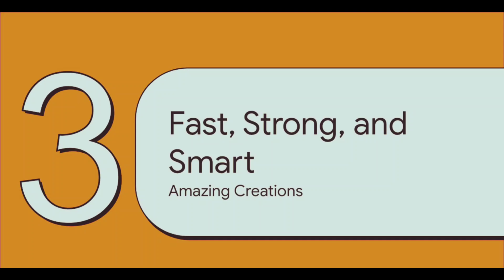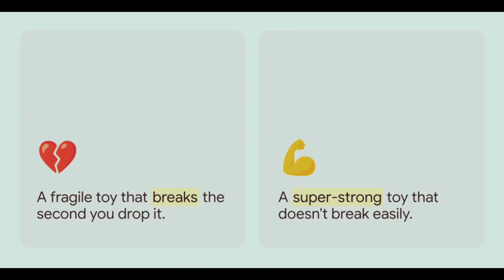Okay, on to our final set of superpowers. See, it's not enough for your creations to be simple and safe. They also need to be fast, strong, and, well, smart. These are the powers that take a project from good to truly amazing. Superpower number 5 is that Java is robust. You know that feeling when you have a really cool but fragile toy and it just breaks the second you drop it? Java is the total opposite. It's like a super strong toy that's built to handle mistakes and just keep on going. And for important apps, that is absolutely crucial.